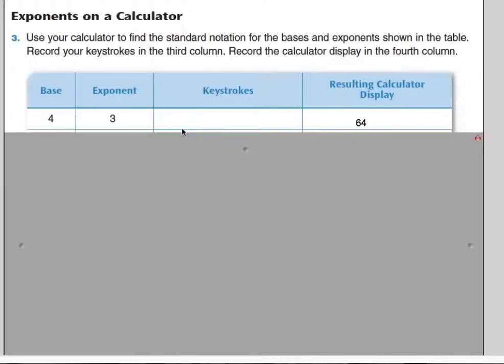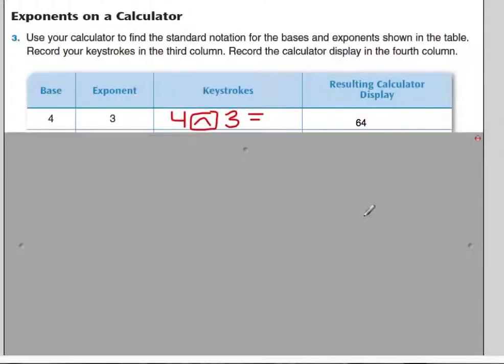If you have an upside down V on your calculator, what you would probably need to do for this kind of problem is punch in your base number, which is 4. Then hit your upside down V key. This is your exponent key. It's like telling your calculator to go up high, like an arrow pointing up. Then punch in your exponent, which is 3, and then push enter. And you should get 64. Okay, so try that and see if it works.